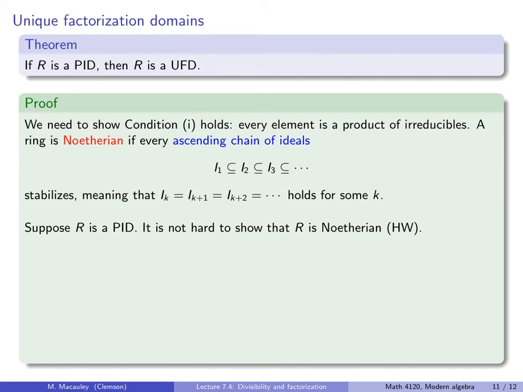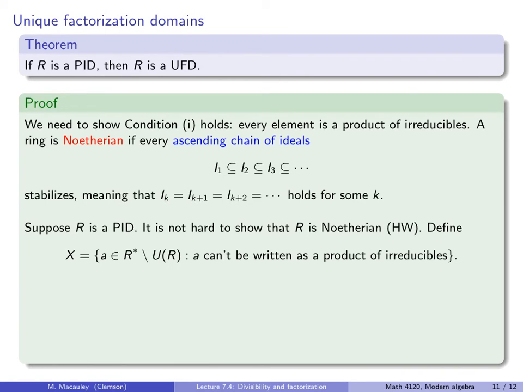Suppose R is a PID. It is not hard to show that R is Noetherian, and I'll leave that on the homework. Next, let's define X to be the set of elements in the ring R, excluding 0 and excluding the units, that cannot be written as a product of irreducibles.